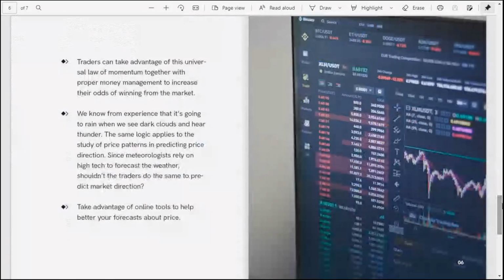Traders can take advantage of the universal law of momentum together with proper money management to increase their odds of winning the global financial markets. You can take advantage of momentum in the financial market to win whenever you place a trade. Now, just from experience, if you see the cloud is dark and you hear thunder, you know there is a tendency that rain wants to fall. The same logic applies to price patterns when you're predicting market direction.